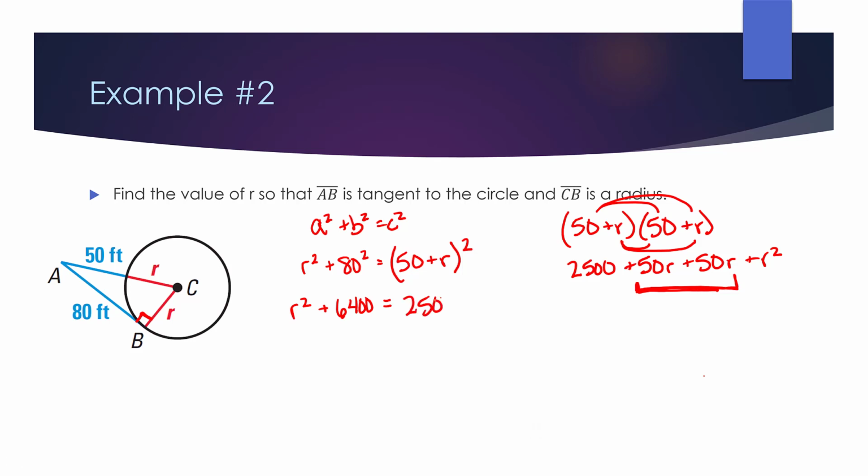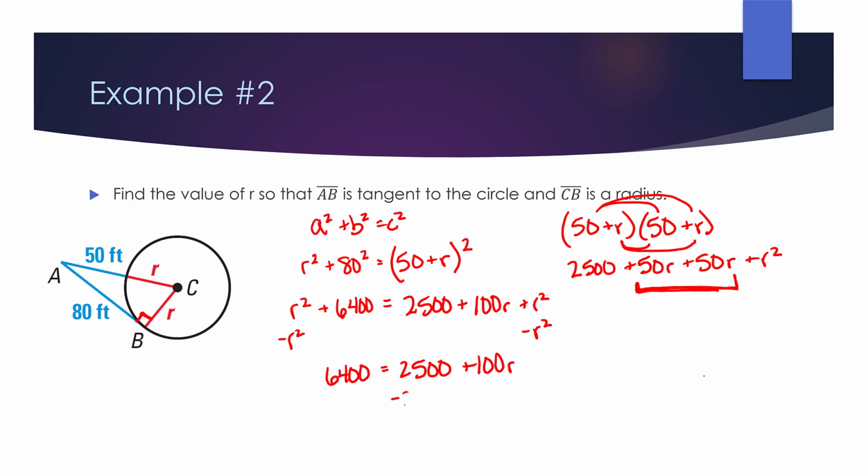So 2500 plus, and I have 50r and 50r, so that's 100r plus r squared. And now we want to solve for r. So I'm going to go ahead and move the r squared on the left over to the right by subtracting r squared. That way all of the r's are on the same side. 6400 equals 2500 plus 100r. And the r squareds actually cancel out, so we don't have any more squareds.